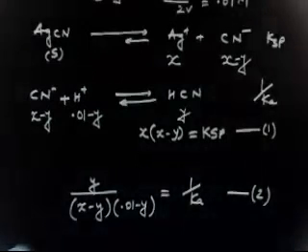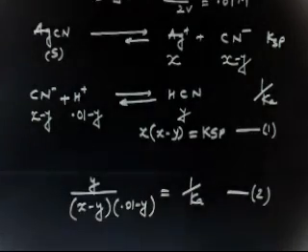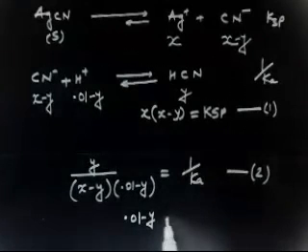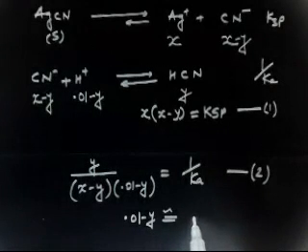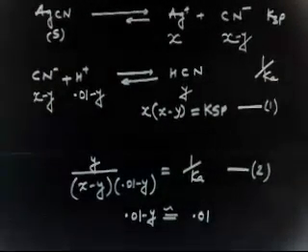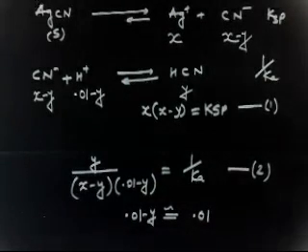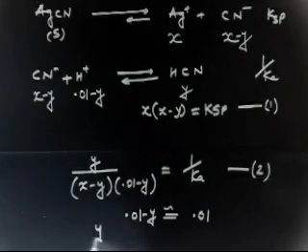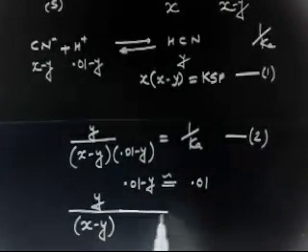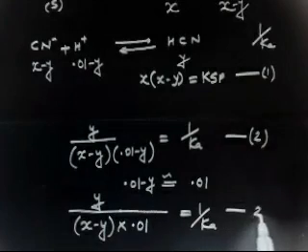Are you getting? So we have two equations, two unknowns, x and y are unknown. We have to solve. Basically equation 2 can be further modified. If I assume that y is very small, I can write 0.01 minus y is approximately equal to 0.01. Keep copying fast. So equation 2 can also be written as y divided by (x minus y) into 0.01, this is equal to 1 by K. Now this is equation 2 in a modified way.